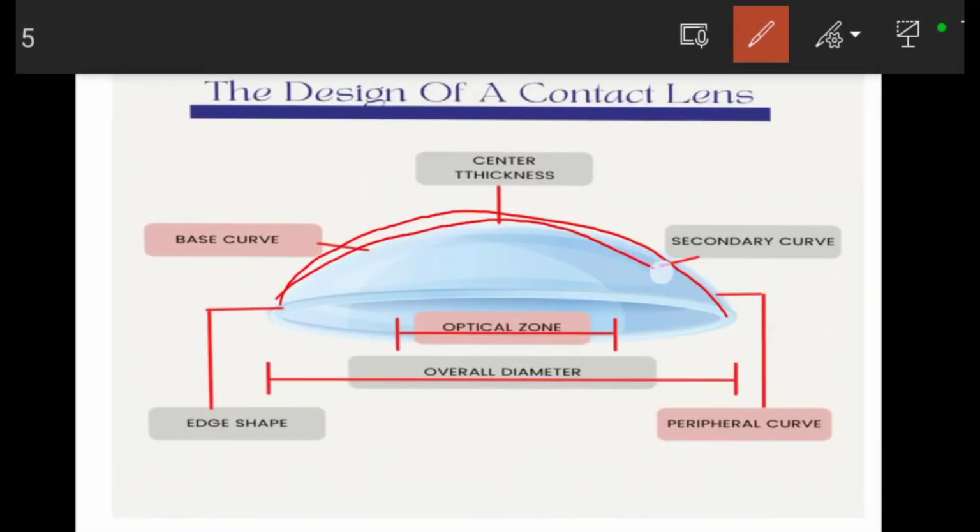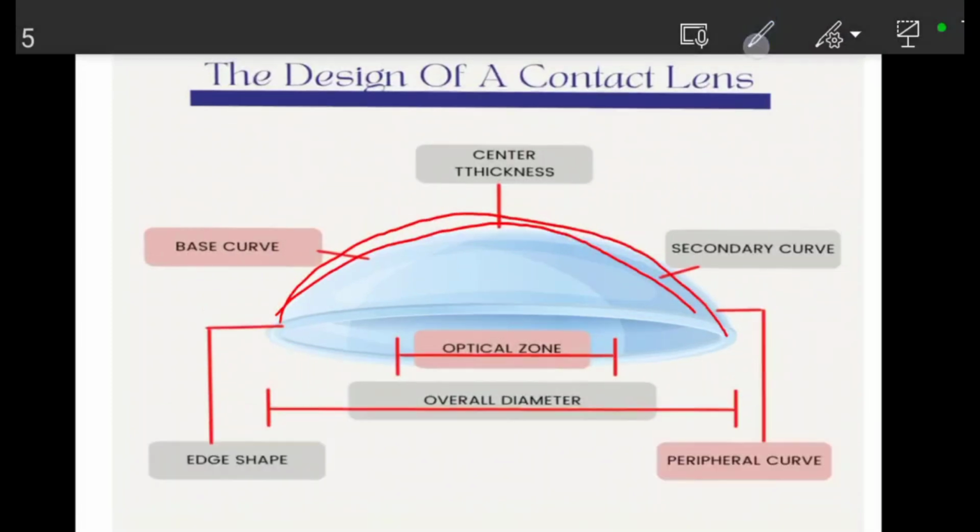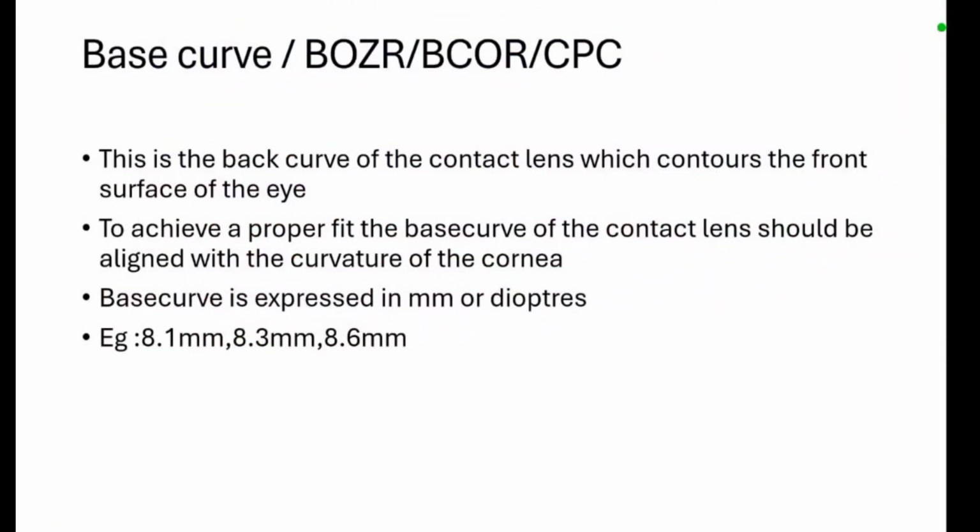This is the back curve of the contact lens. While we are placing it on an eye, it will align with the front surface of the eye, that is, with the cornea. To achieve a proper fit, the base curve of the contact lens should be aligned with the curvature of the cornea. It's very, very important.